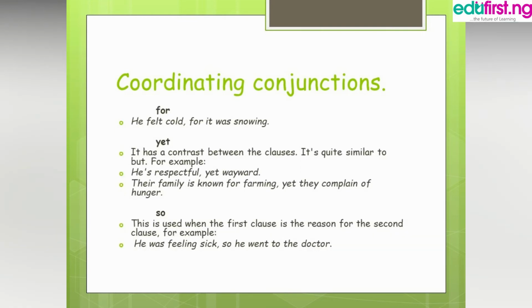For. Let's look at an example under for. We're still looking at coordinating conjunctions. He felt cold, for it was snowing.